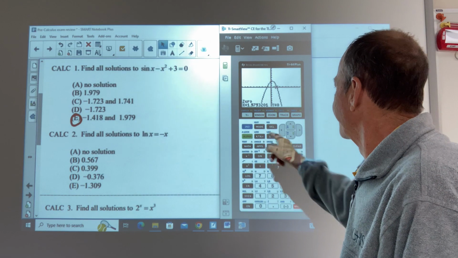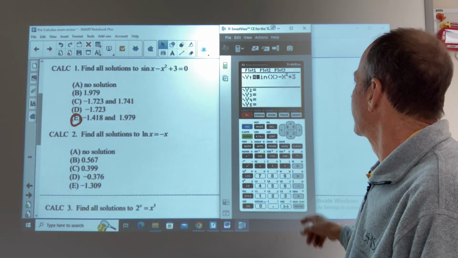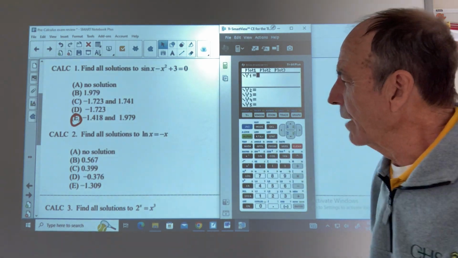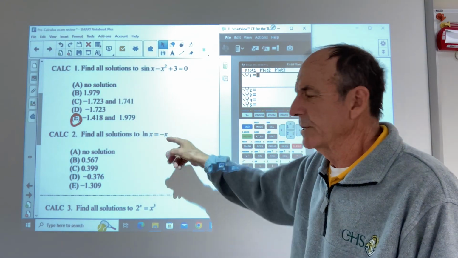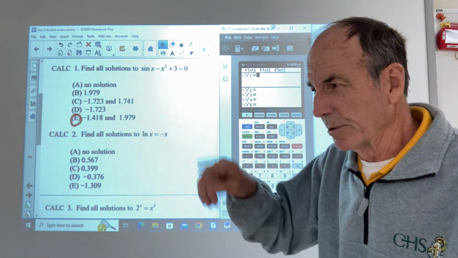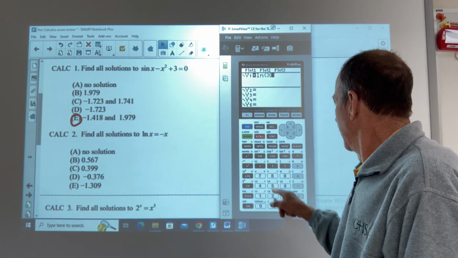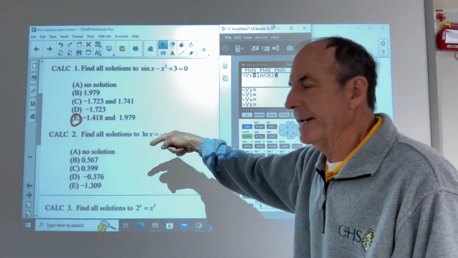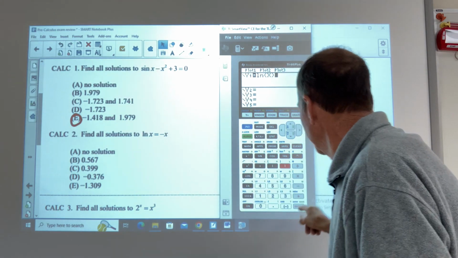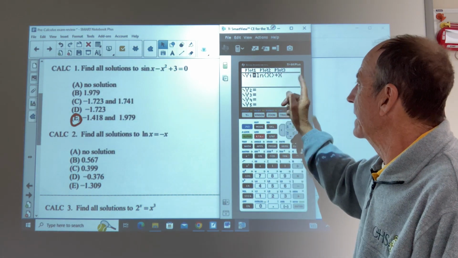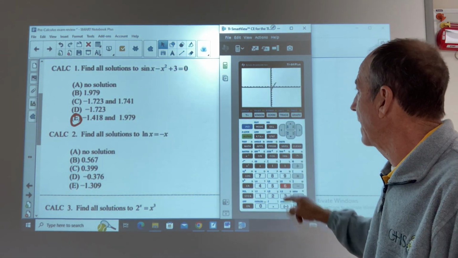Okay, number 2. Clear this off. I want to move everything to one side. So this has got to equal 0 because we're looking for the zeros. So I'm going to go the natural log of x, but now I have to add the x, right, to make it 0. So plus x. And again, zoom 6 is the graph.